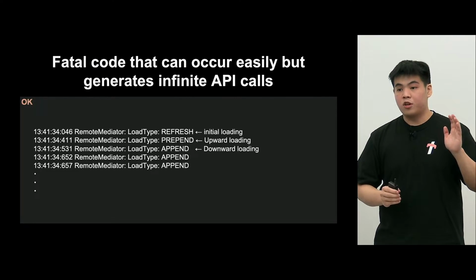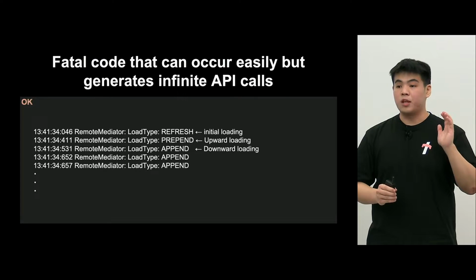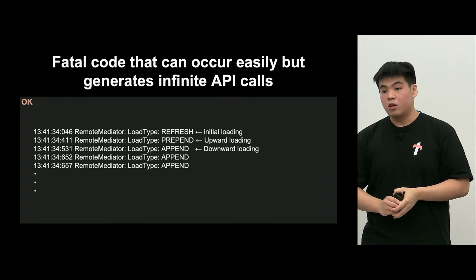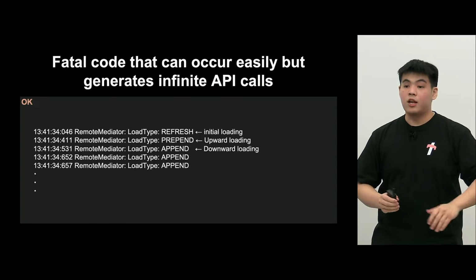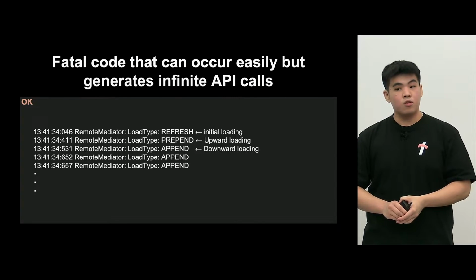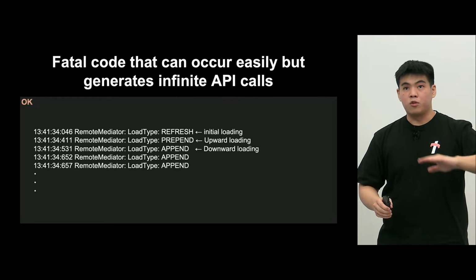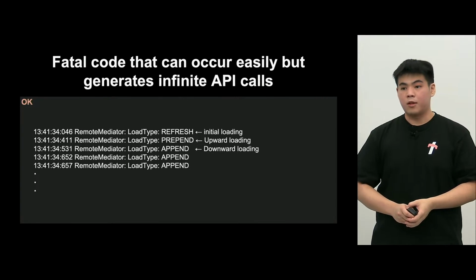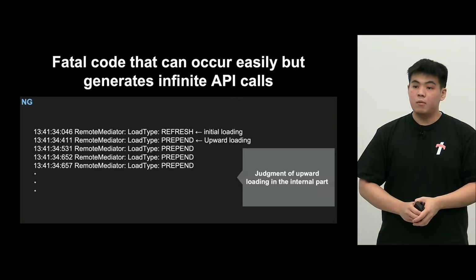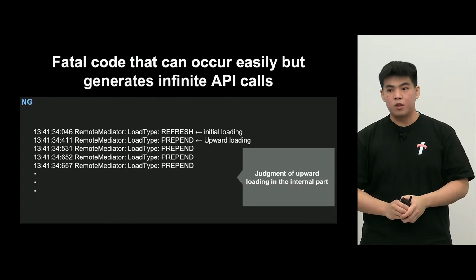Next, let's look at the log of the code that causes endless API calls. After the initial load, upward reads are performed and downward reads are not performed. And internally, the code knows that upward reads are being performed. Unlike the log of the code where endless API calls did not occur, internally, upward reads are being performed, a behavior not intended by the person who implemented it.